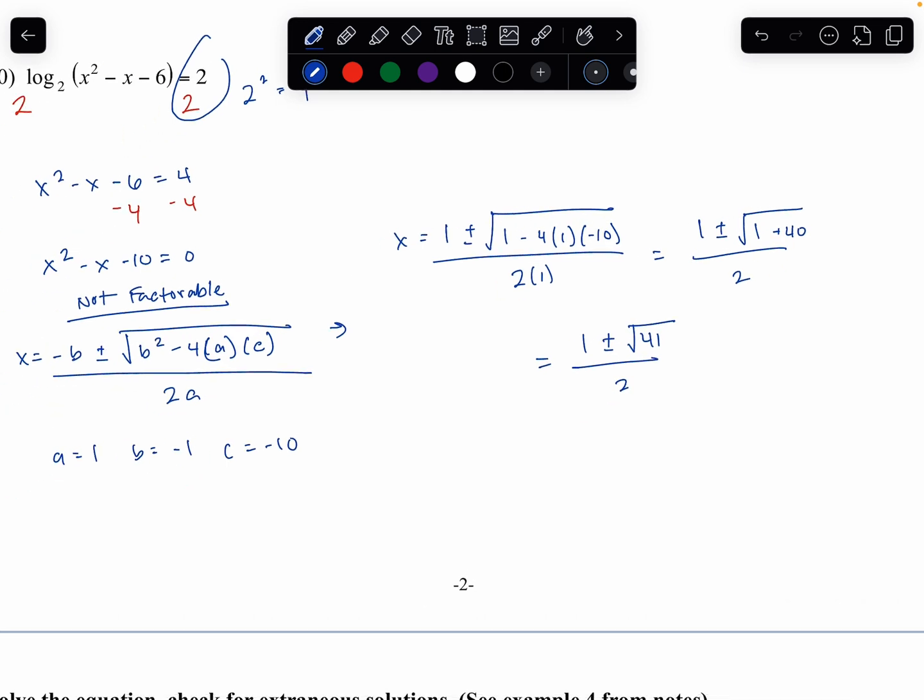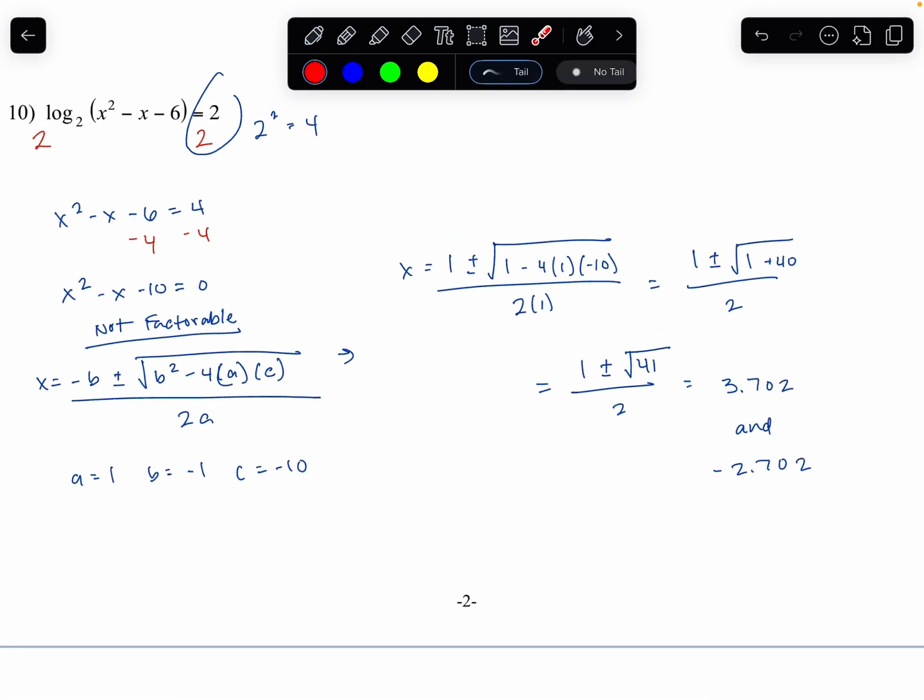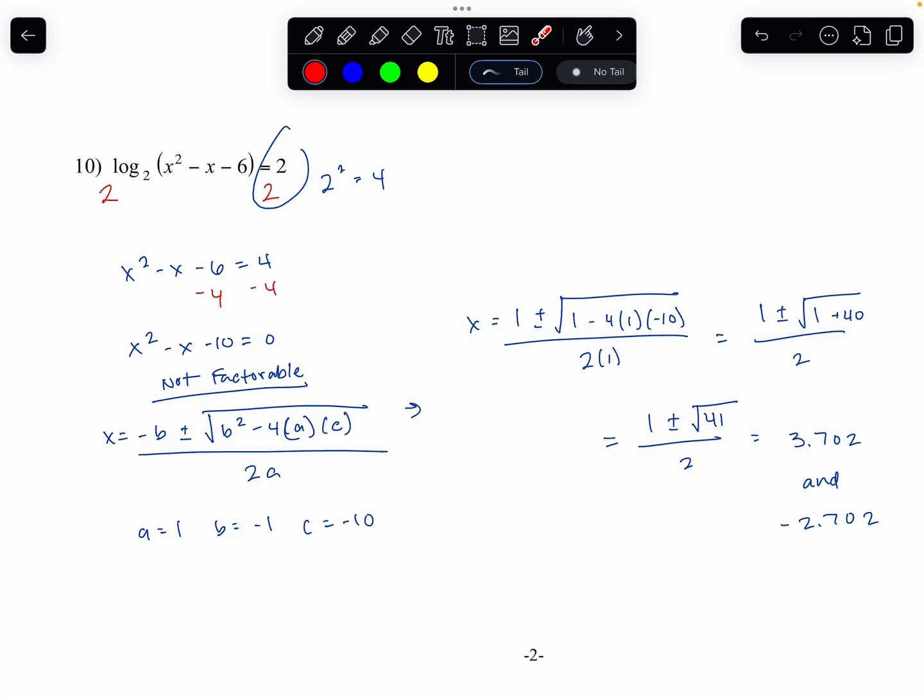So let me punch this into the calculator. So 1 plus the square root of 41 divided by 2, and I get that this is equal to 3.702 if I round, or I do 1 minus the square root of 41, divide that by 2, and I get negative 2.702. Now, probably need to check for extraneous solutions.